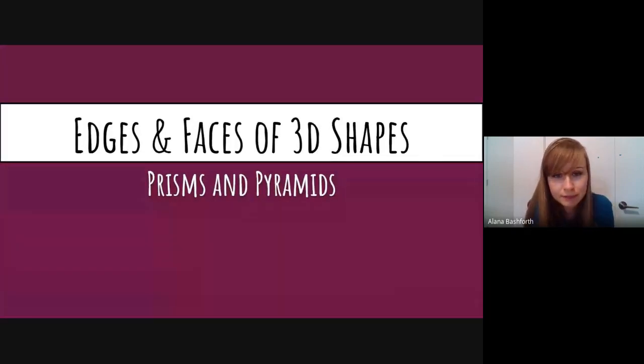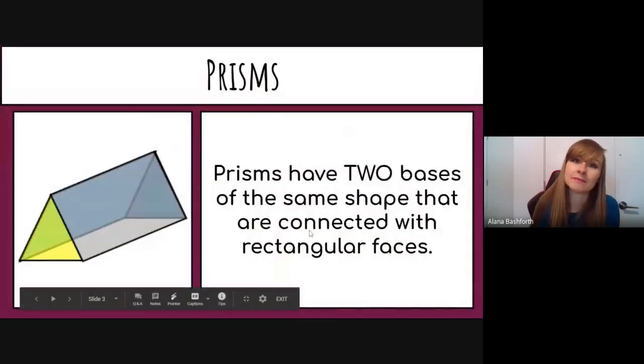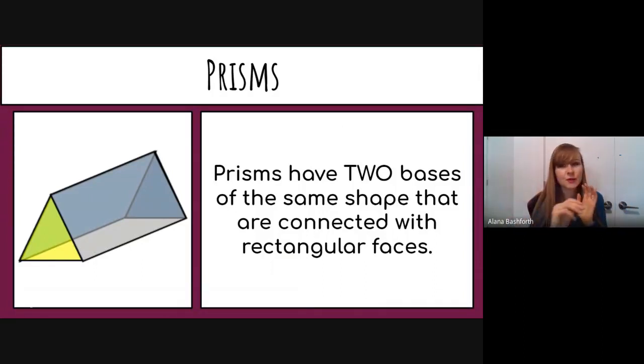In this lesson, you are going to learn about the edges and faces of 3D shapes, specifically in prisms and pyramids. So first of all, prism or pyramid, how can I tell the difference? Well, the answer is pretty simple. Prisms have two faces that connect with rectangular faces. So there's always rectangles that connect two end shapes in a prism.